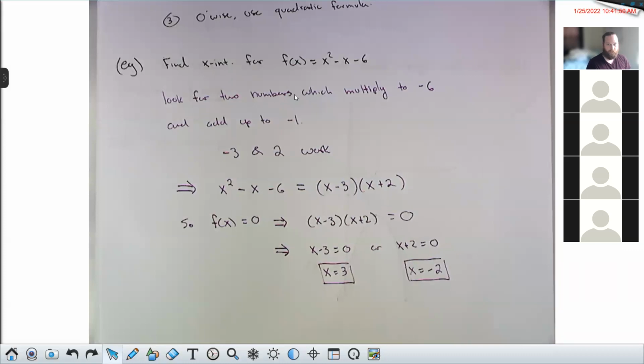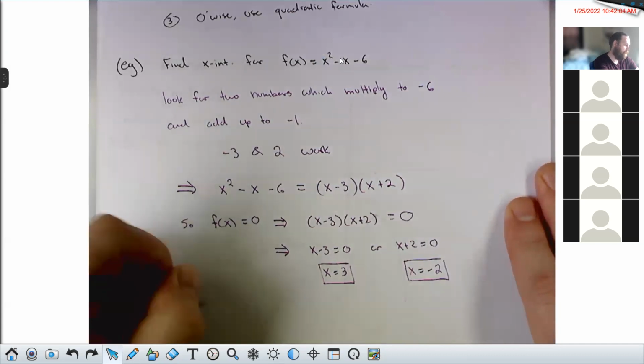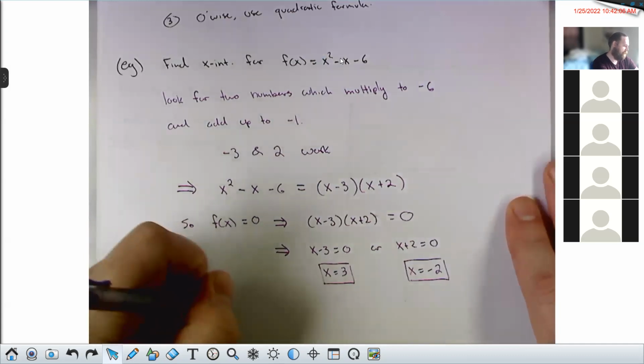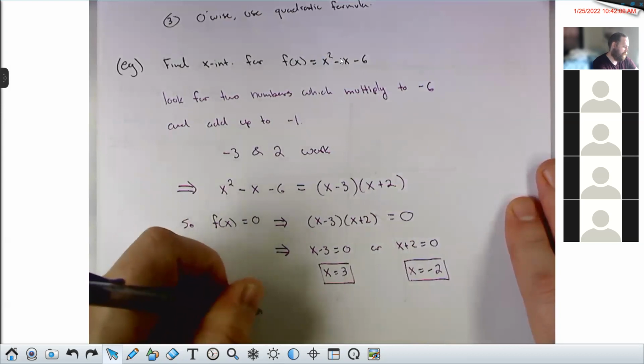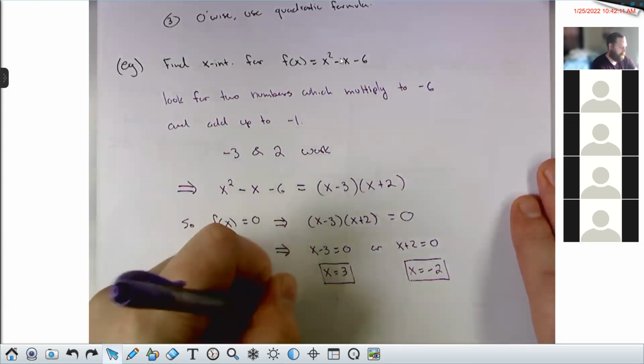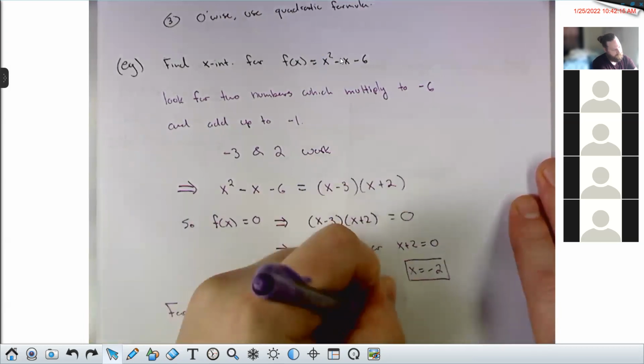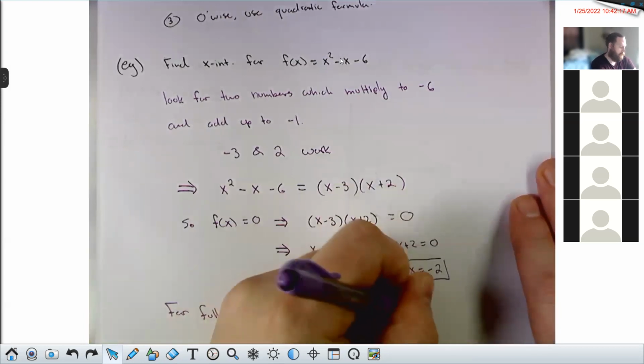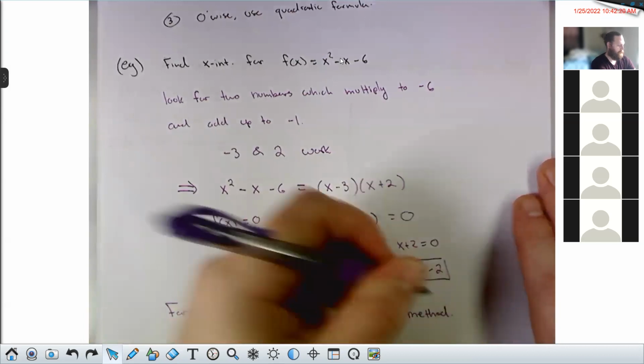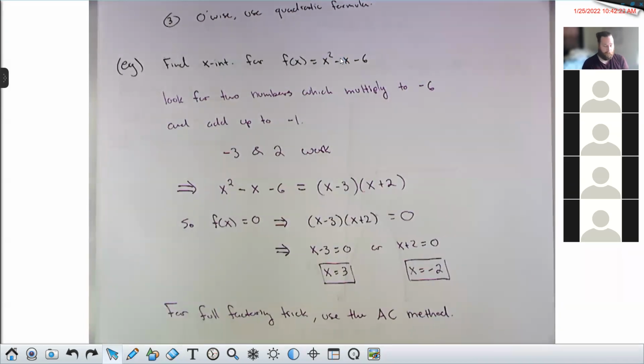There is a slightly more advanced version of this, where if this number is not 1, then instead of finding two numbers that multiply to just the last term, you have to multiply both of these. So for full factoring tricks, you'd use what's called the AC method. Now, this is something that I'm supposed to assume you've learned before.